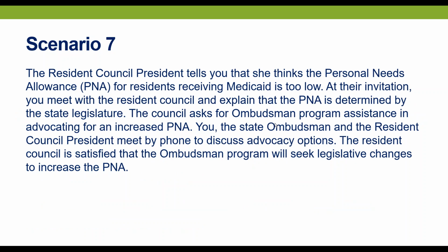All right, the resident council president tells you she thinks the personal needs allowance for residents receiving Medicaid is too low. At their invitation, you meet with the resident council and explain that the P&A is determined at the state legislature. The council asks for the Ombudsman program assistance in advocating for an increased P&A. You, the state ombudsman, and the resident council president meet by phone to discuss advocacy options. The resident council is satisfied that the Ombudsman program will seek legislative changes to increase the P&A.